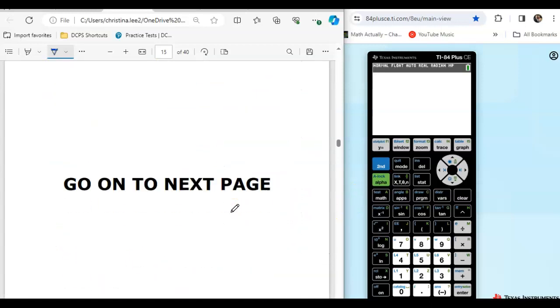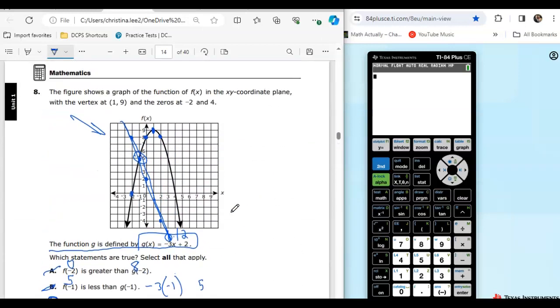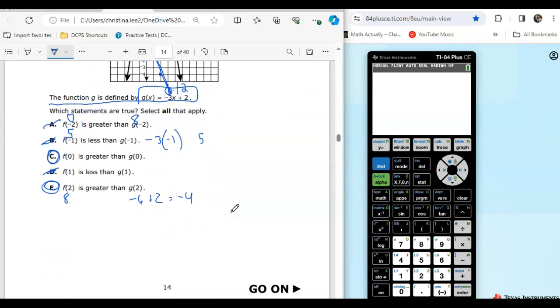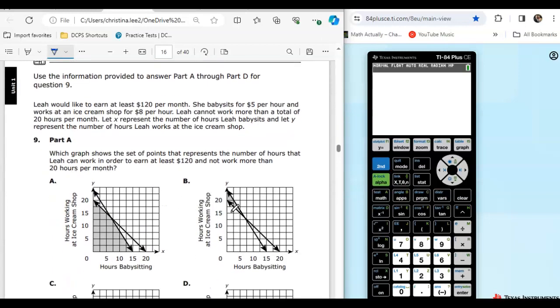All right, I should also note that this one is a calculator section. So this one you are allowed to use a calculator on. You probably wouldn't need to for that, but you could. All right, number 9 has 4 parts to it. And these are systems of inequalities.